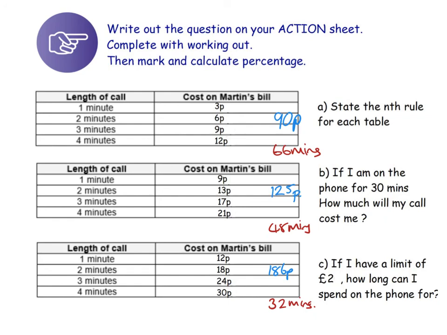So you can check your answers. I haven't given you answers for A, your teacher can check that. 30 minutes on the phone will cost me 90p, and then 125p, and then 186p. And then part C, it will be 66 minutes and 48 minutes and 32 minutes, all working out please on your sheet so we can check through everything. Well done.